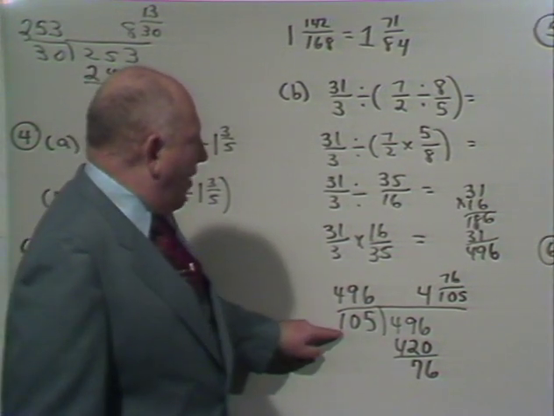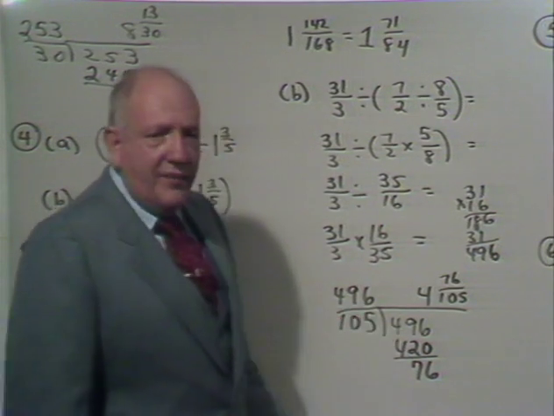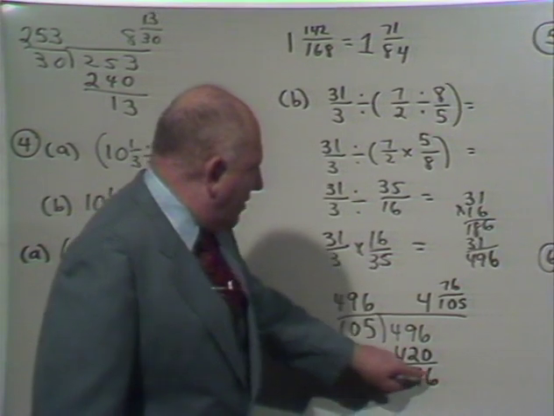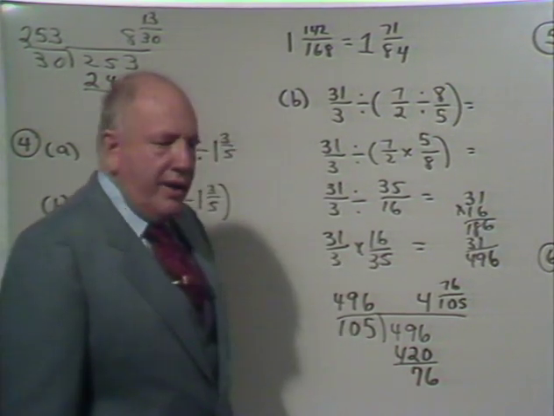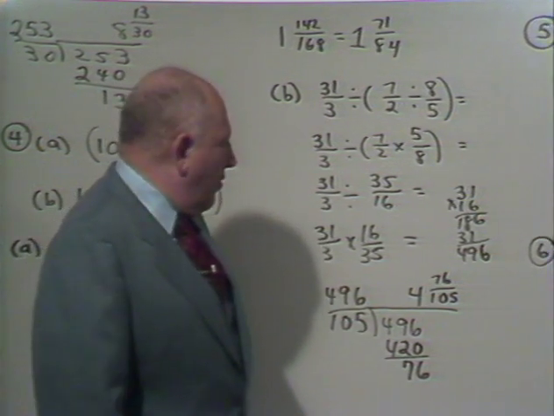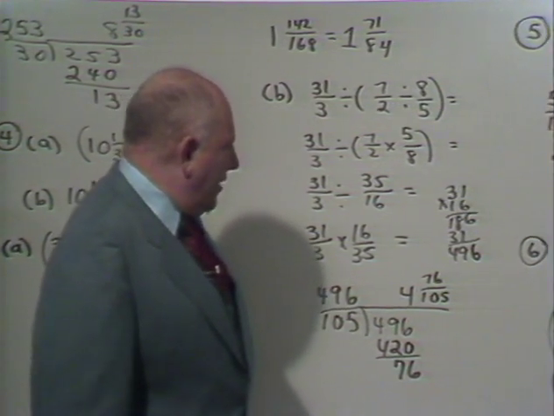The final step is what? I divide the 105 into the 496. I get 4. 4 times 105 is 420. I subtract, the remainder is 76. So the answer is 4 and 76 105ths.